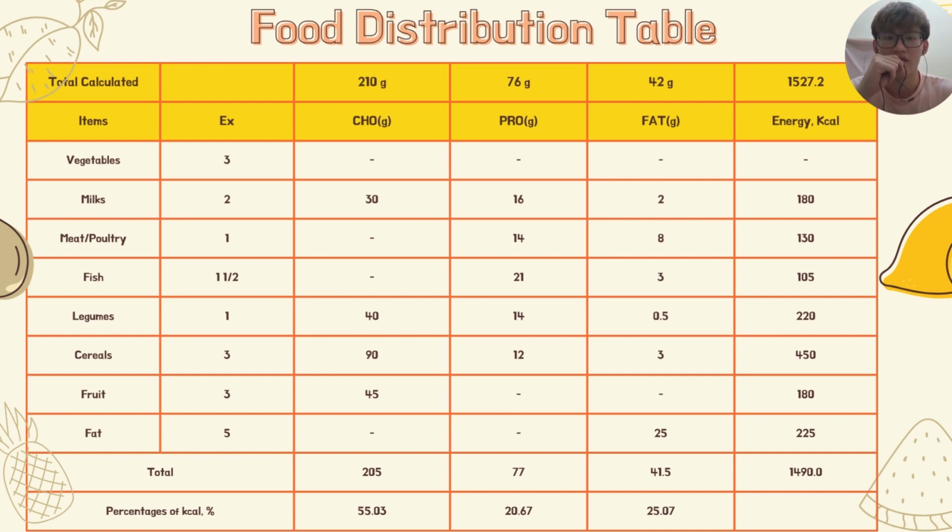Furthermore, 3 servings of cereal contribute 90 grams of carbohydrate, 12 grams of protein, and 3 grams of fat, with a total of 450 kilocalories. 3 servings of fruit contribute 45 grams of carbohydrate and 180 kilocalories. Finally, 5 servings of fat contribute 25 grams of fat and 225 kilocalories.